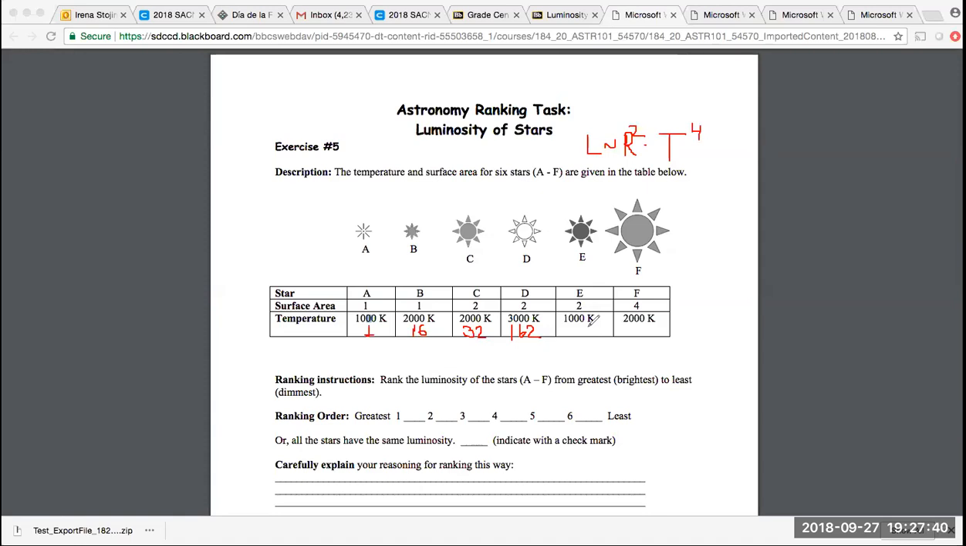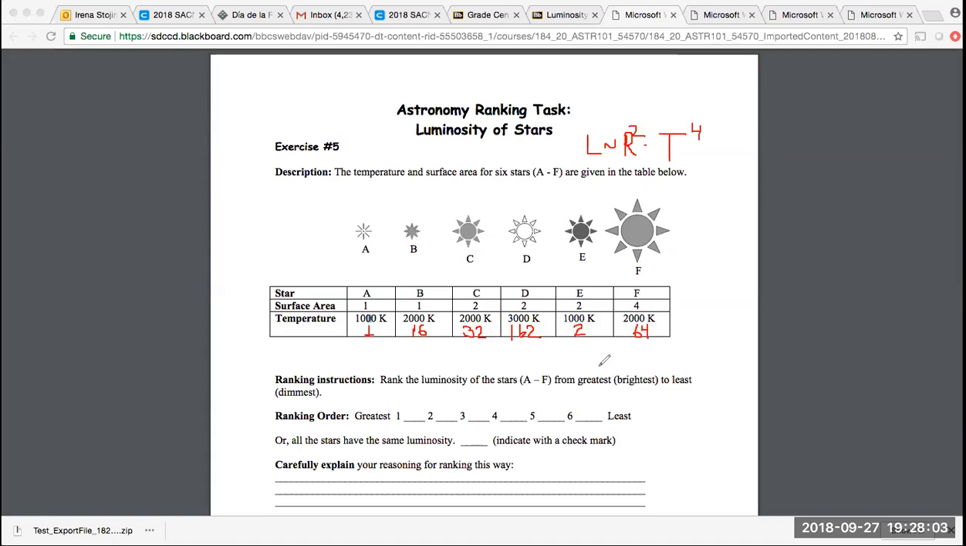And then what do you get here for E? You're going to get 2 times 1, which is just 2. And then how about F? 16 times 4, which is going to be 64. 64, good. Okay, that's it.